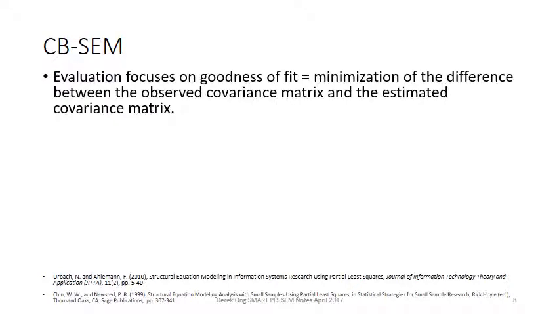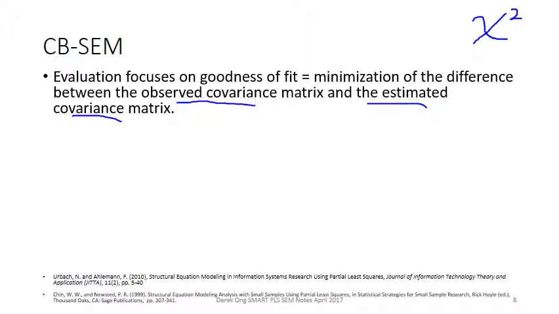CBSEM focuses on the goodness of fit, minimizing the difference between the observed covariance matrix and the estimated covariance matrix. Usually, people who use CBSEM will be more concerned about the chi-square. The chi-square is basically the difference between observed and unobserved variances.